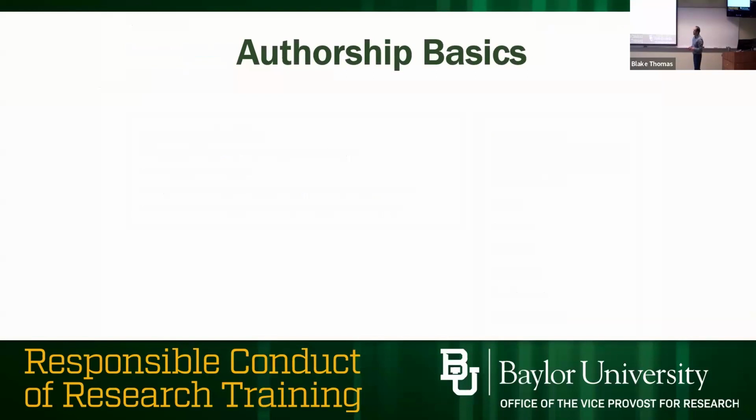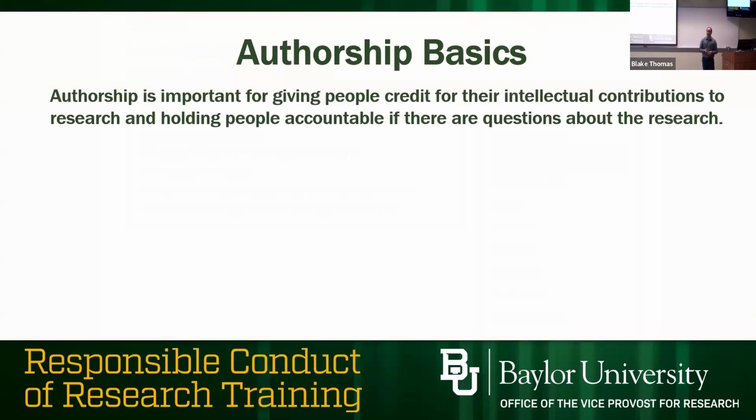Okay, so of course, some of the authorship basics. For one, why is authorship important? For one, it is a way of giving everyone in your group of collaborators credit for their contribution to the research. The second part, and I'm really going to hone in on this one, because I think if we stick to this part, it's really helpful for alleviating some of these issues with authorship and what's allowable and not allowable: it holds people accountable for any questions about the research, right?